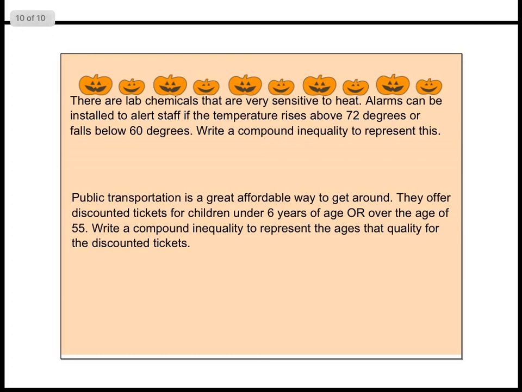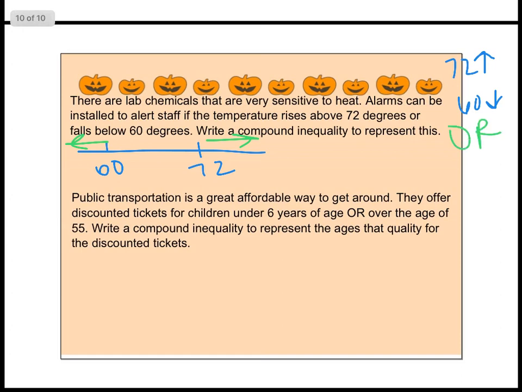Here, it's going to go off if it's above 72 degrees, so 72 degrees or higher, or if it's 60 degrees or lower. If you imagine this on a number line with 60 and 72, it would be if it's higher than 72 or lower than 60. So in this case, I'm looking at an or compound inequality. The alarms go off if it's greater than 72 or if it's less than 60. That's my compound inequality.